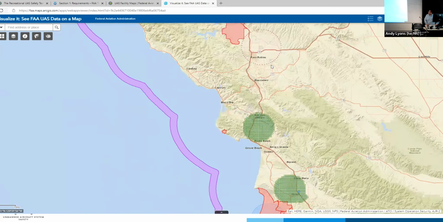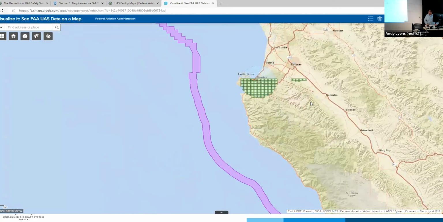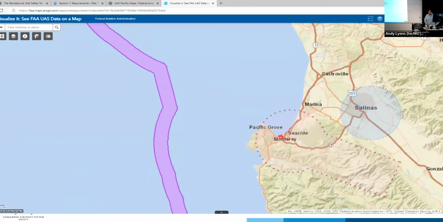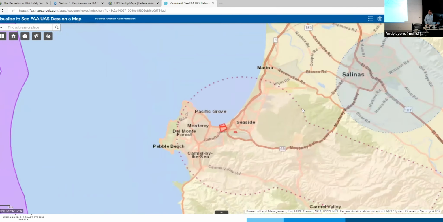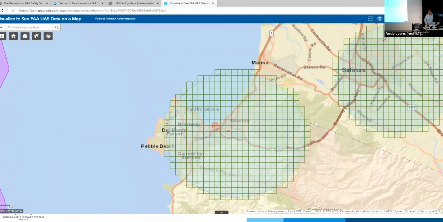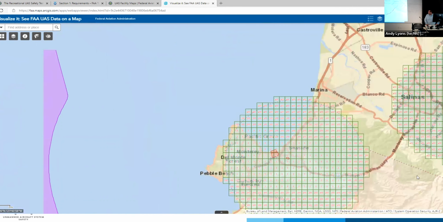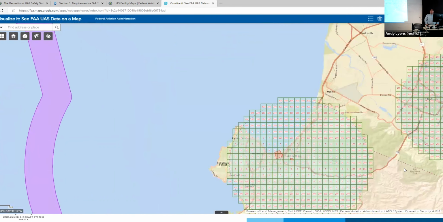only in the squared regions do you need to get FAA authorization. And only when you're in the controlled airspace. So this dotted E2 region, you do not need to get FAA authorization.